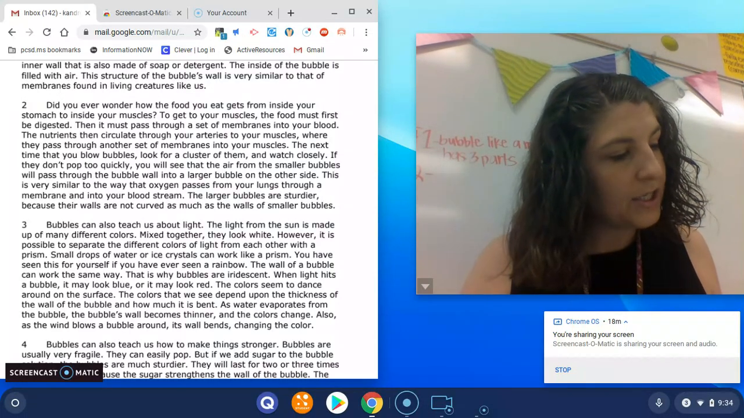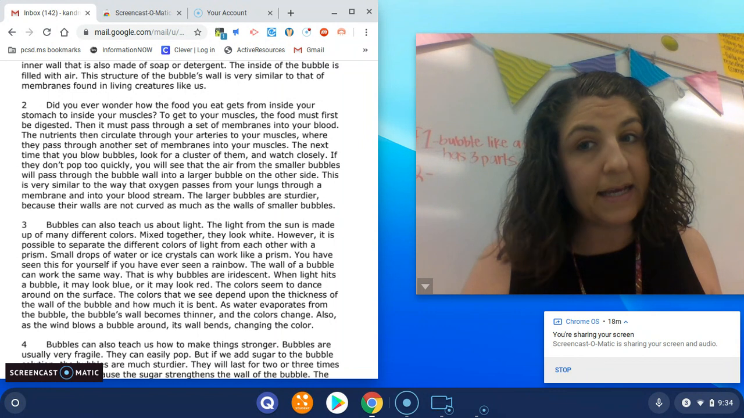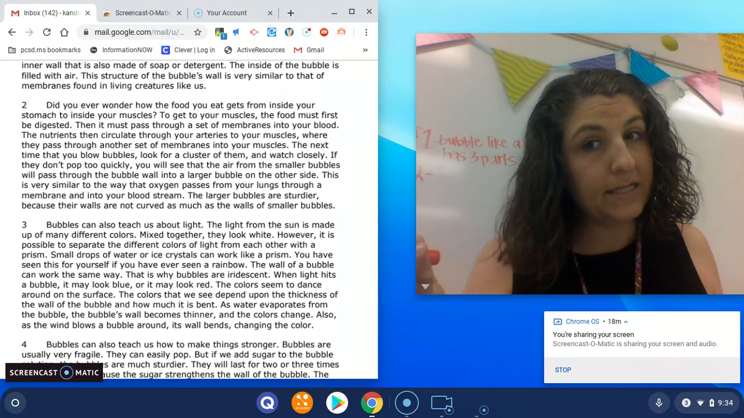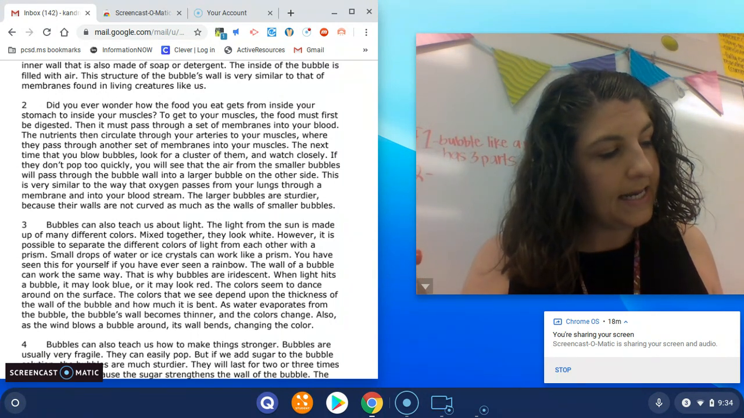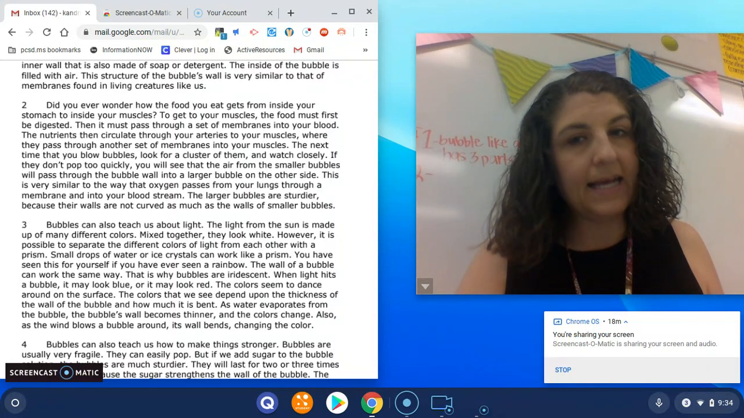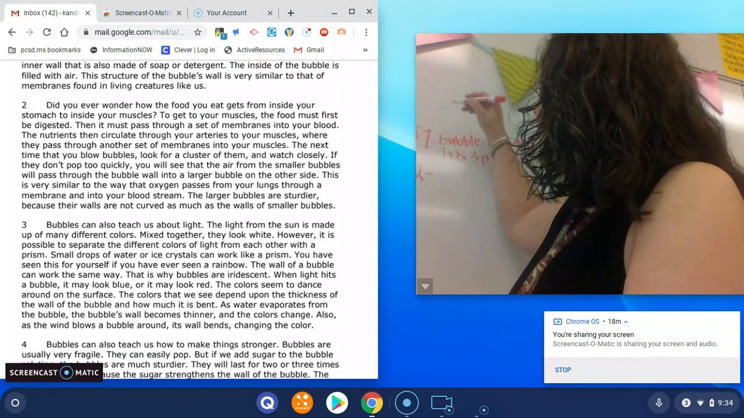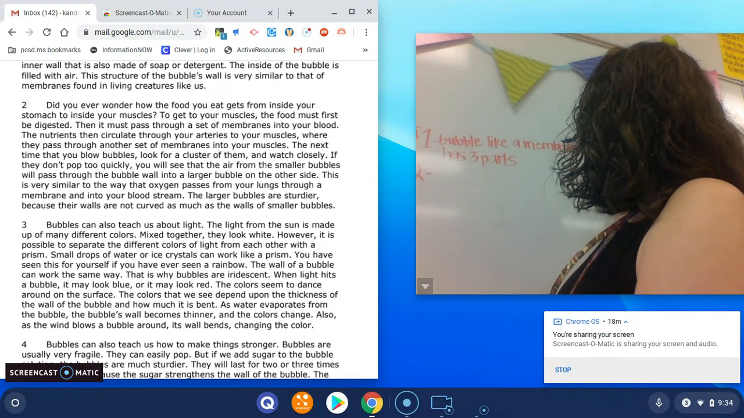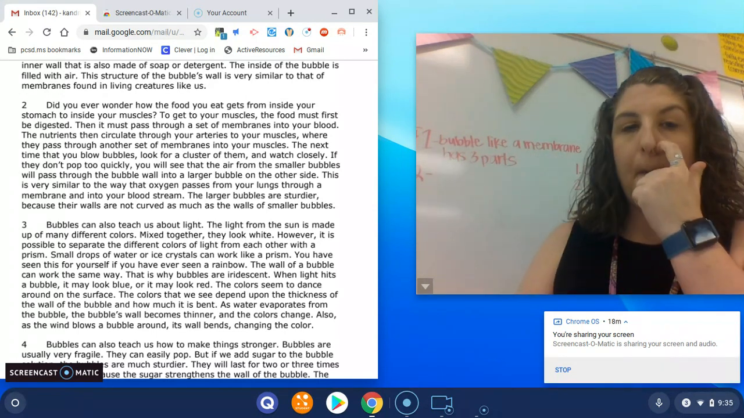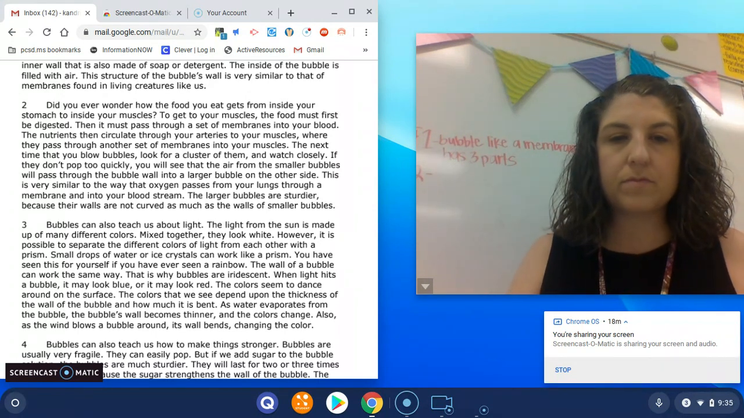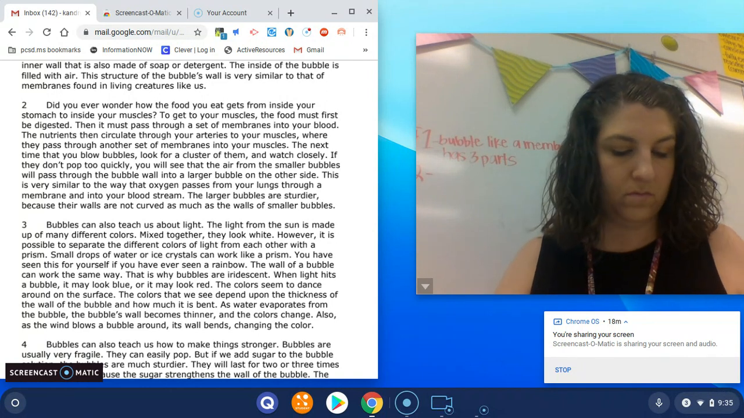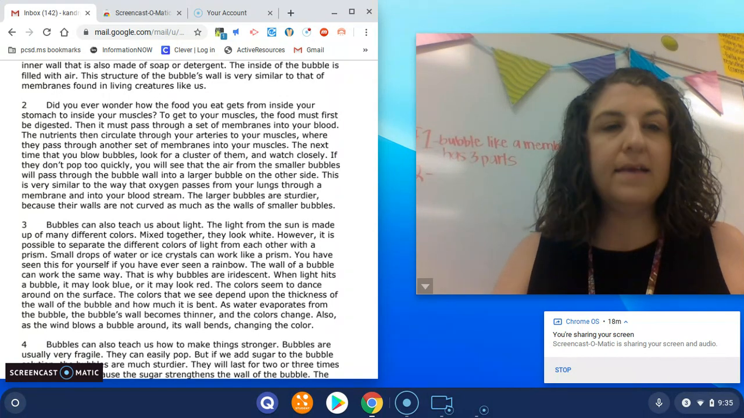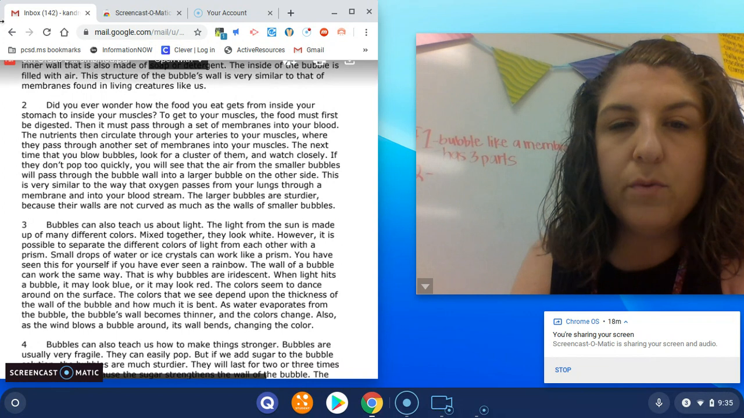Your correct answers here are: it is thin and delicate, because think of a bubble, it doesn't last forever. It is thin and delicate, and it lets substances pass through. So for number 1, your answers are C and E. Okay, so we're going to continue with paragraph 2.